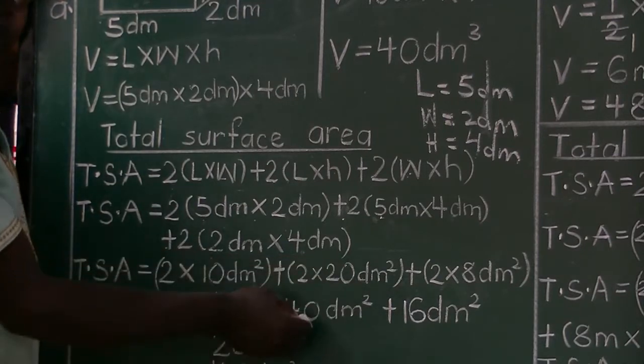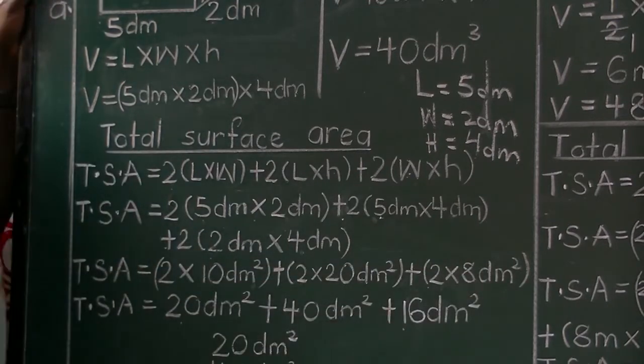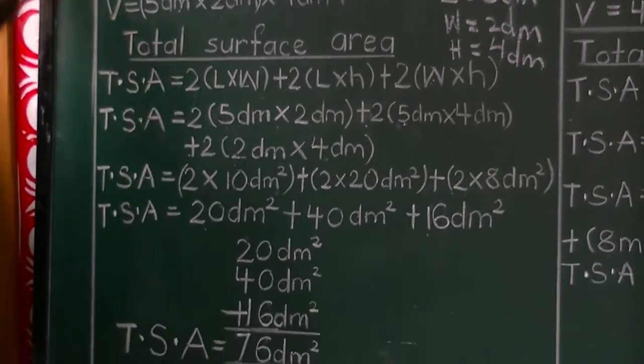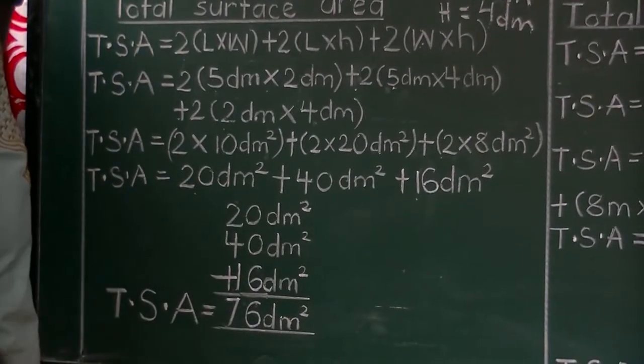2 times 20 you get 40. Still decimeters squared, 2 times 8 you get 16. Still decimeters squared. Now we add them, 24 times 16. In decimeters squared, answer in decimeters squared because it's area.